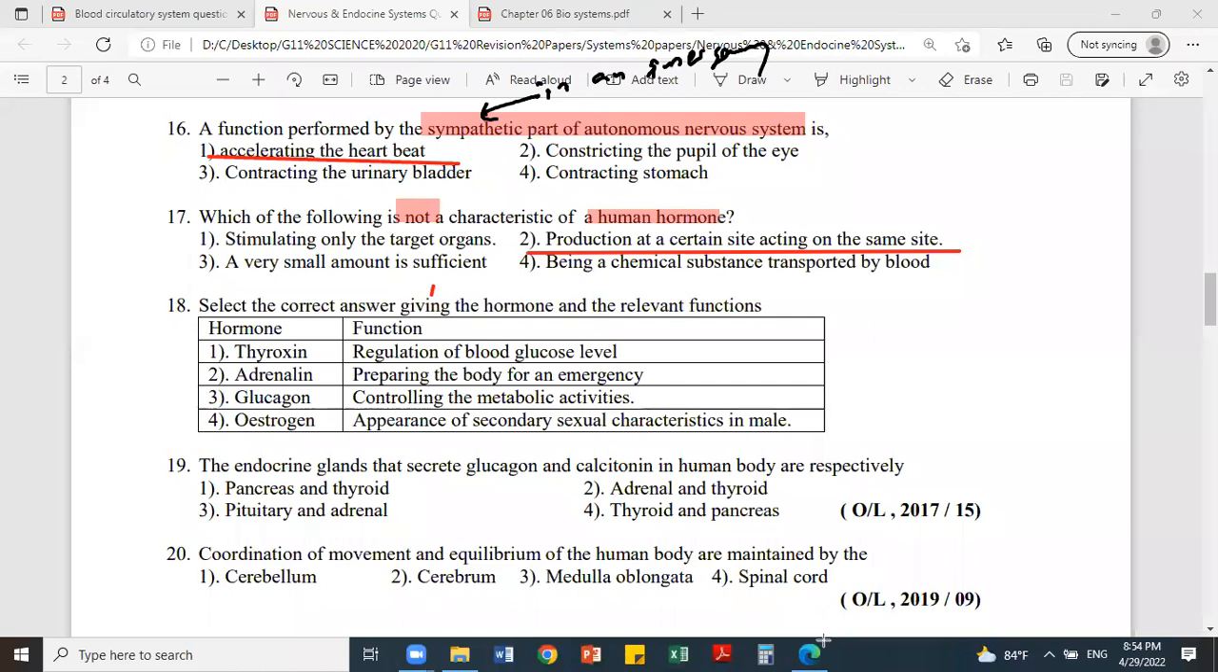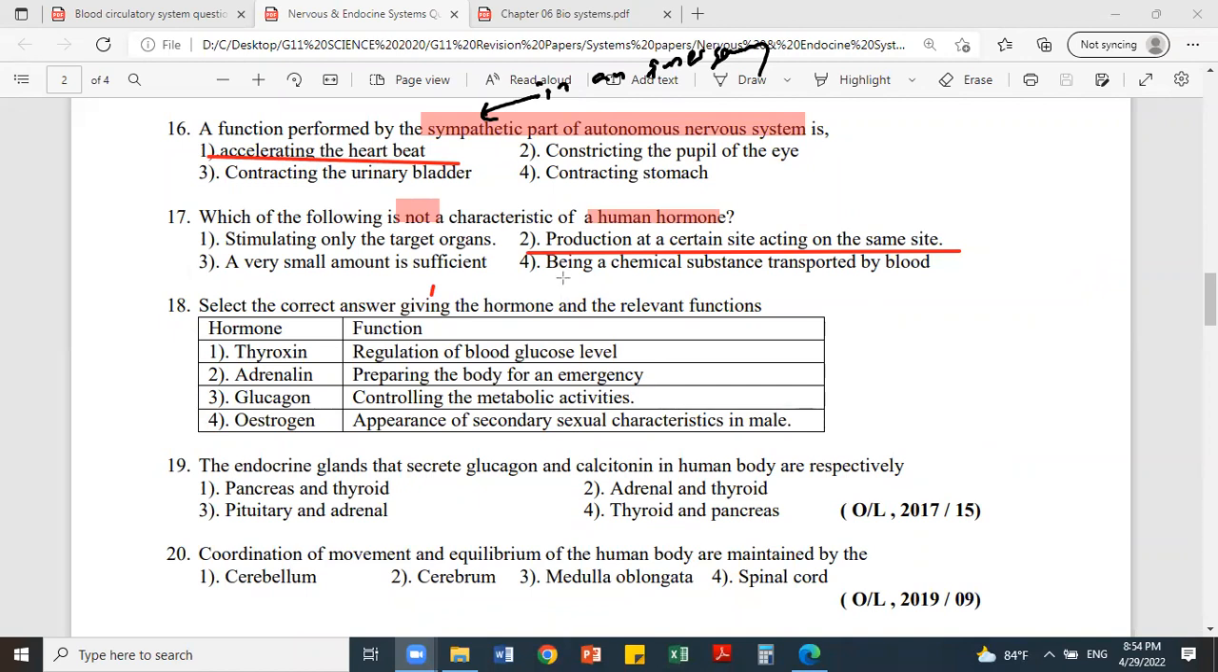Question number 18. Select the correct answer giving the hormone and the relevant function. Any volunteers? Question number 18. The 18th MCQ, any volunteers? Second answer. Yeah, many of you, second answer.